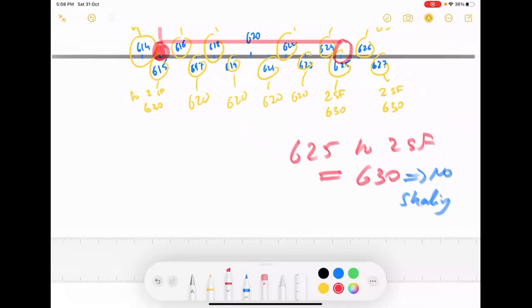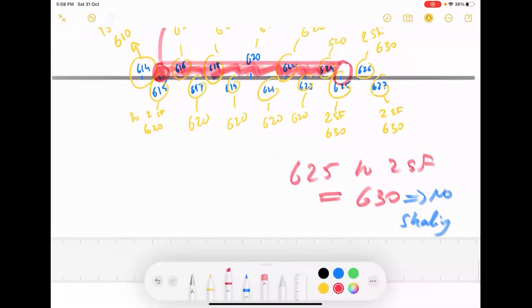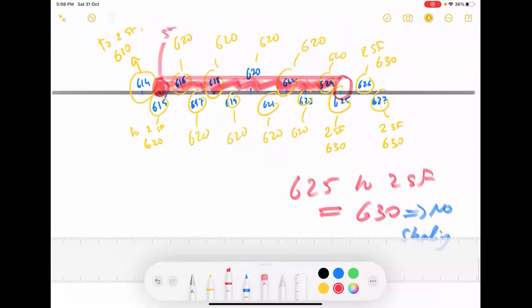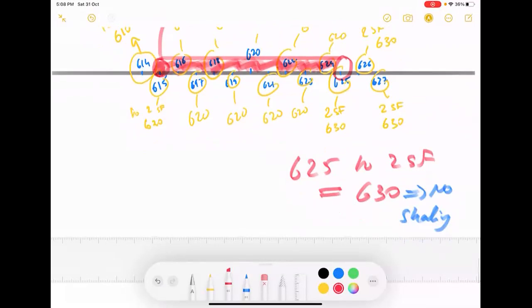Let me do it like that. If he told you to draw it on a number line, then you should draw it like that. Shade and don't shade, but it's very simple.